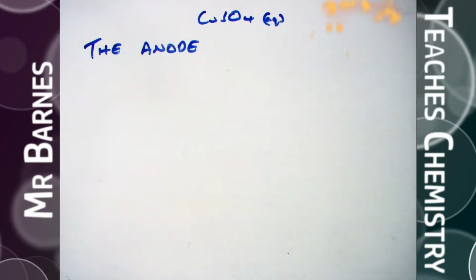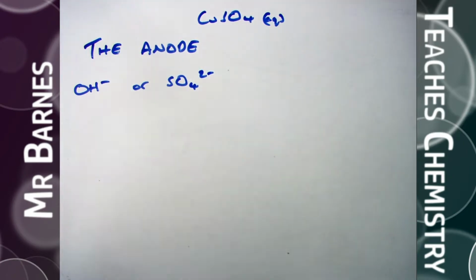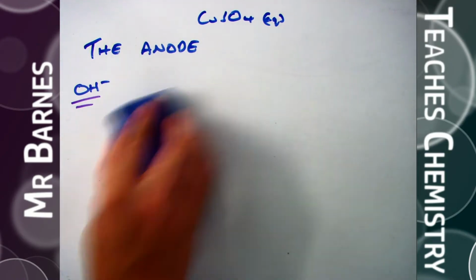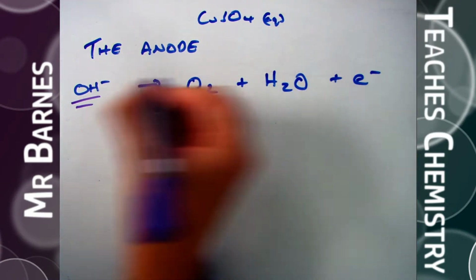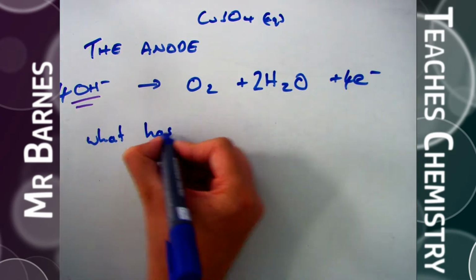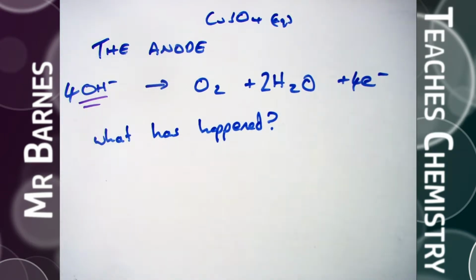If we look at the anode, you've got your sulfate or your hydroxide. There's no halide, therefore your hydroxide will go there. So we have OH-, which is going to turn back into oxygen and water. Put in your half equation. This is the one I suggest you remember. So it's 4OH- goes to O2 plus 2H2O plus your 4 electrons.